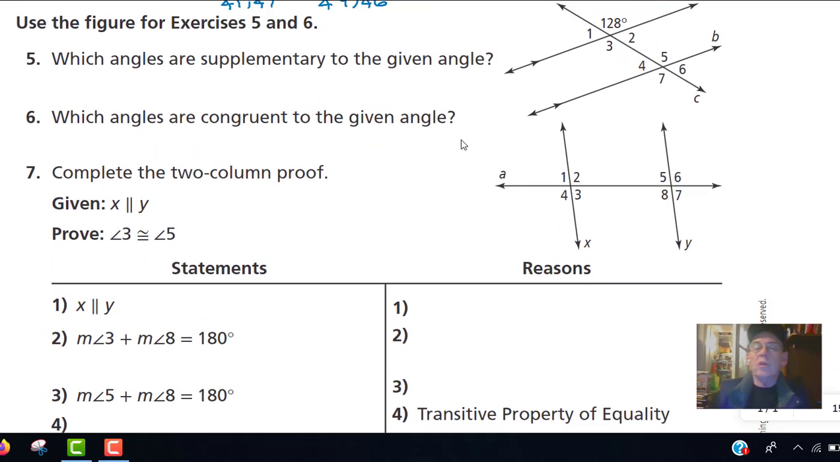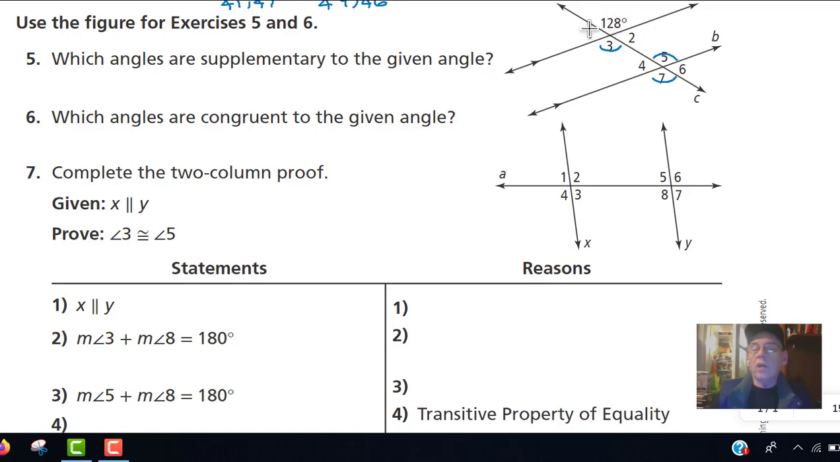Which angles are supplementary to the given angle? So they're giving us the 128 degree angle. Let me mark the congruent angles first, and then all the other angles are going to be supplementary. So this to the right and above goes with 5, which is to the right and above. Vertical angles, 3 is 128, and by vertical angles, 7 is going to be congruent to 5. Also, 3 and 7 are in corresponding positions. So these are all the 128 degree angles that are marked. These other angles are all going to be supplementary.